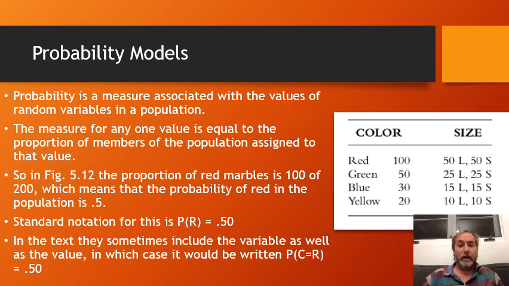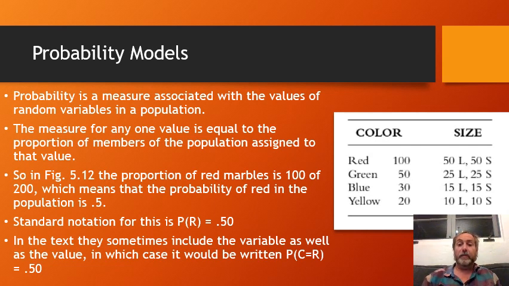So probability is a measure associated with the values of random variables in a population, right? And the measure for any one value is just equal to the proportion of members in the population with that value. We've talked about proportions before, so if we know the proportion of red in the population, then we know the probability of red in the population, right? So here, the proportion of red marbles is 100 out of 200, right? And so that means that the probability of red in the population is 0.5, right? Half of the marbles are red, right?